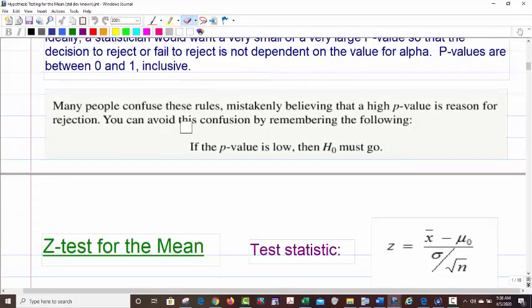I got this out of the textbook I'm currently using at this time, the Donnelly textbook. You don't have to memorize this. You can use exactly the techniques I was just showing you. But I like this little phrase here. It says, if the p-value is low, then the H-naught must go. That's kind of a rule of thumb here. A very, very low p makes the H-naught reject.